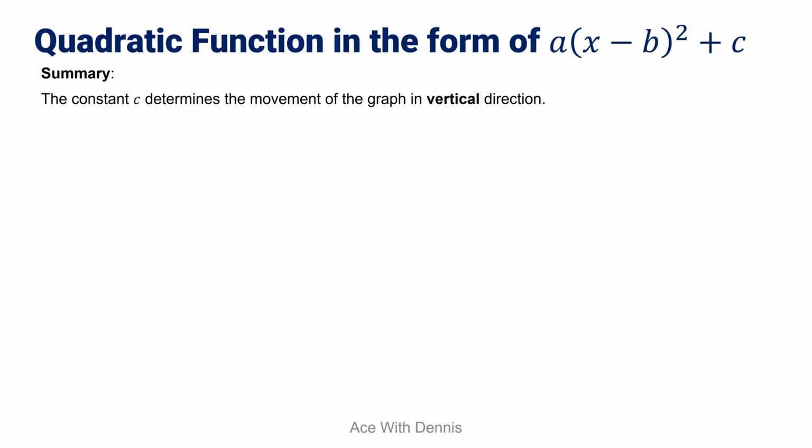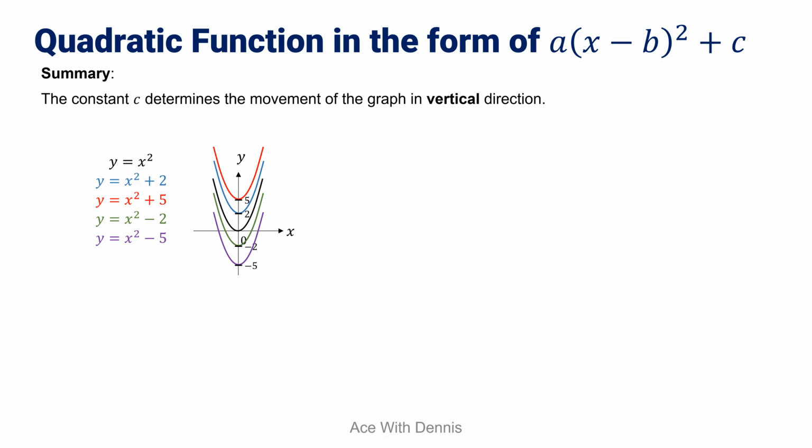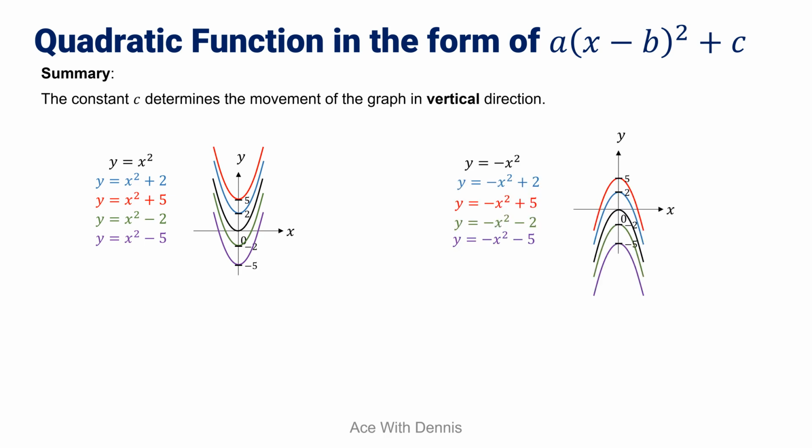Next, the constant c determines the movement of the graph in the vertical direction. So this is the positive case and this is the negative case. When c is greater than 0, or c is positive, the graph moves up. When c is less than 0, or c is negative, the graph moves down.